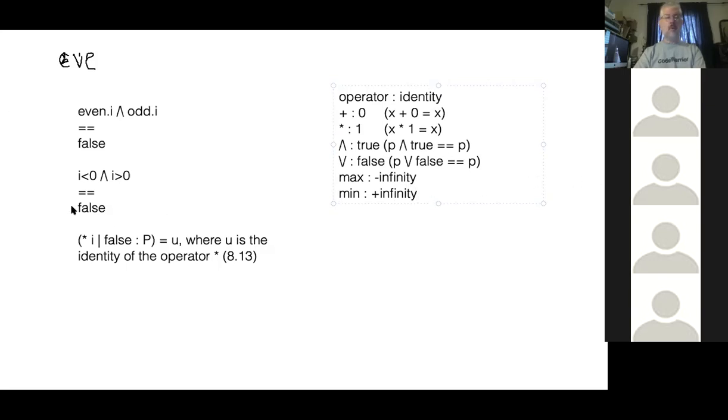But those are the four operators that most easily do something with the chapter 8 rules, because they're all symmetric, they're associative, and they all have an identity. And so that allows us to use things like rule 8.13. So if the range is false, then the quantifier collapses to being just the identity of the operator.